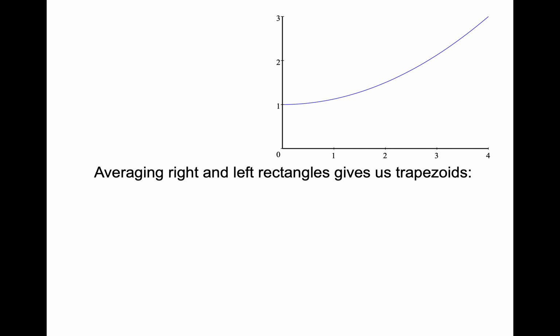Averaging the right and left rectangles is actually equivalent to finding trapezoids. So if you were to find trapezoids, think about how you find the area of a trapezoid. You add the two bases, you multiply by the height, and in this case the height would be the interval, the width of the rectangle, and then you divide by 2.